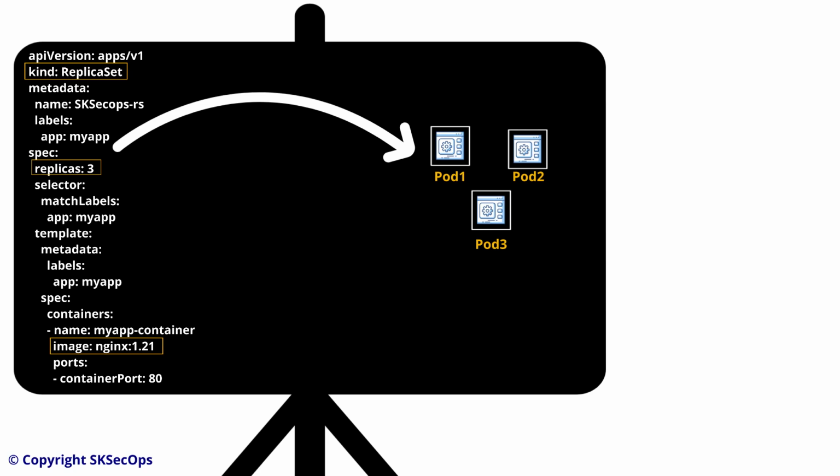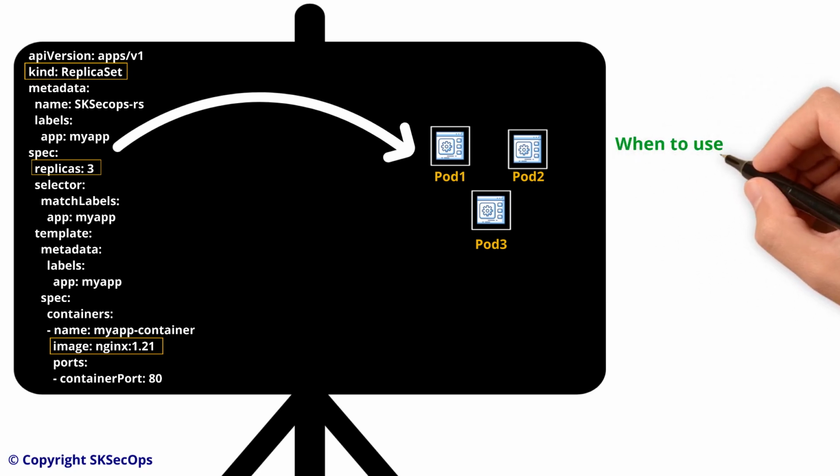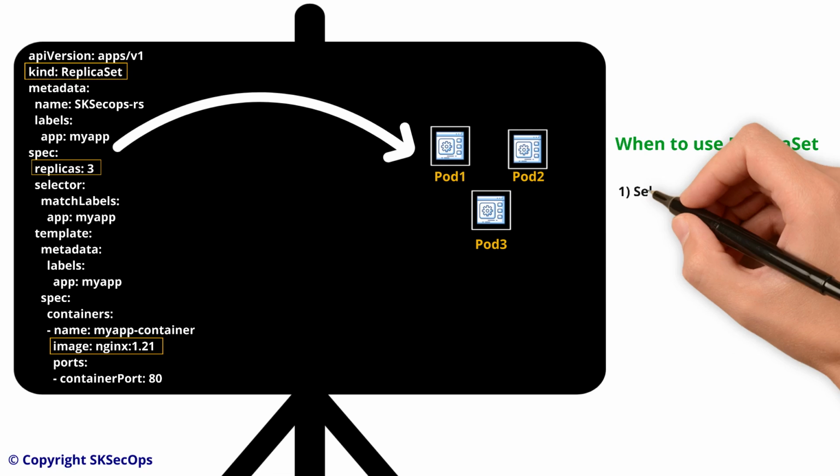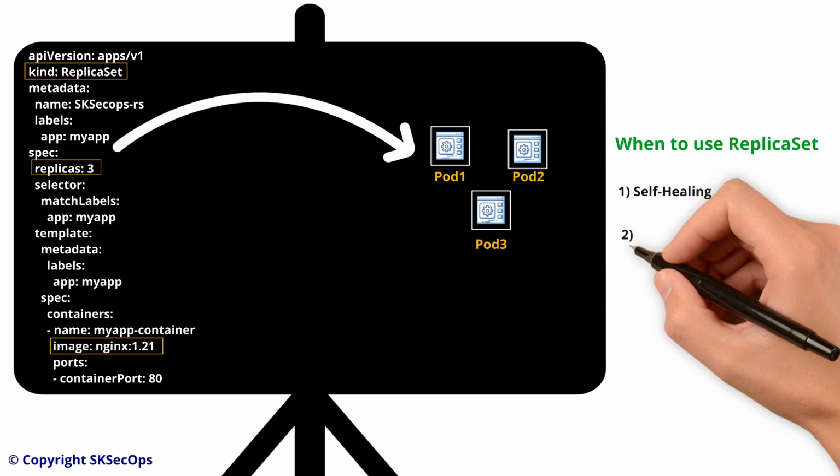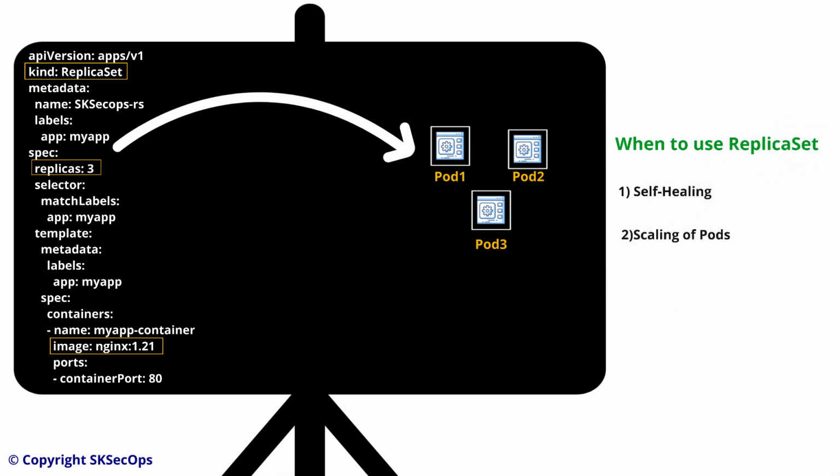The other most important thing is to know when to use ReplicaSet. ReplicaSet can be useful for self-healing. If a pod gets deleted, ReplicaSet recreates it automatically. And also we can use it for scaling of pods. You can scale from 3 to 10 during high traffic or high demand. And also it will be used for high availability.